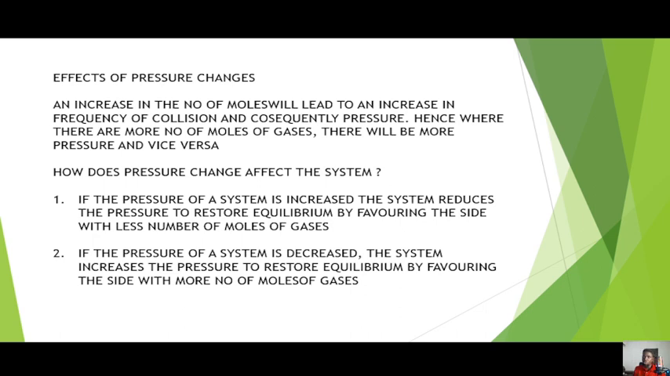So anytime you hear that the pressure of this system is increased, the system will go and start reducing it. How will it reduce it? The side where there are fewer moles will be favored. Fewer moles means less pressure. More moles means more pressure. So whenever the system's pressure is increased, instead of going to the side where it will keep going higher and higher, it will go to the side where the number of moles is lesser. And once the number of moles is lesser, it means that there will be less pressure there.